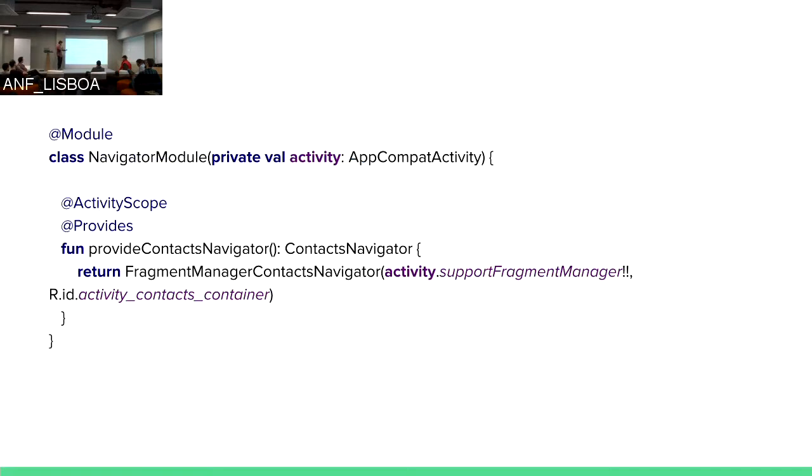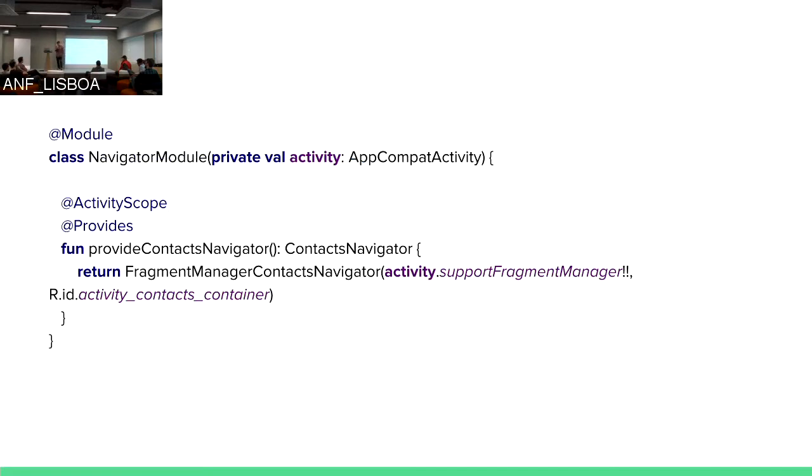And yeah, I pass as well the identifier of the container where I will put the fragments. I didn't need to put it here. I could put this dependency in the fragment scope because the fragment has access to the support fragment manager.